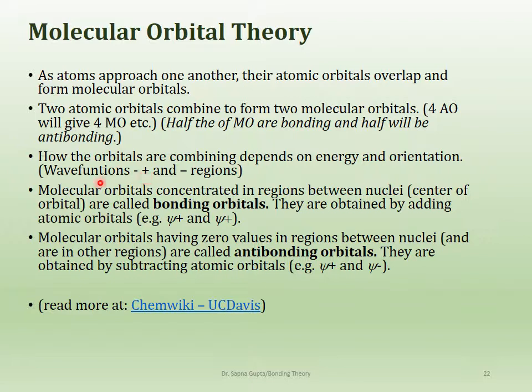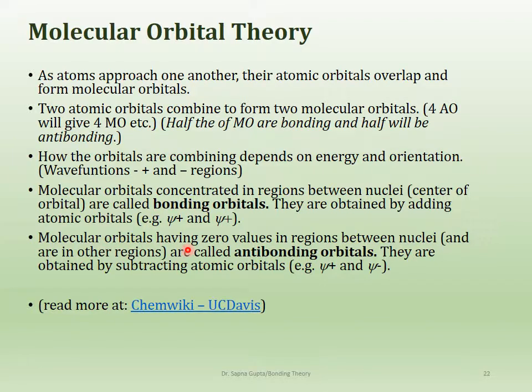The way it is explained in your textbooks is that molecular orbitals that are concentrated in regions between the nuclei, which is the center of the orbital, are called bonding orbitals. The only way you can find electrons concentrated in regions between them is when there is a high density of electrons. And the high density of electrons is only obtained if you have like types of wave functions.